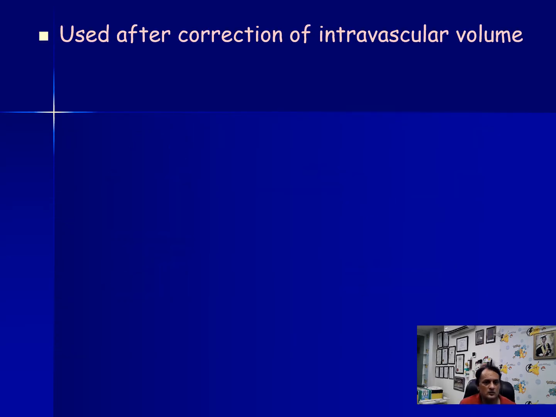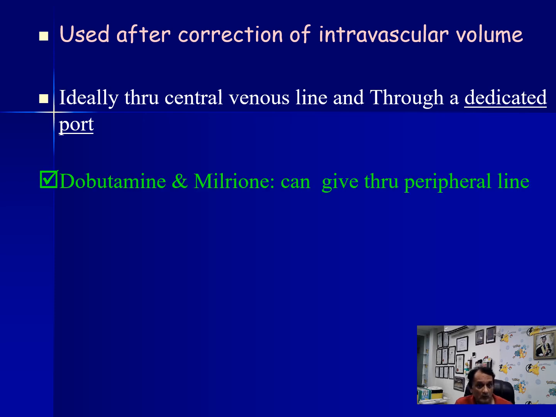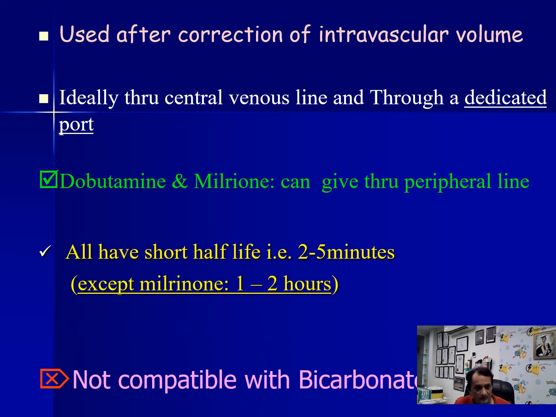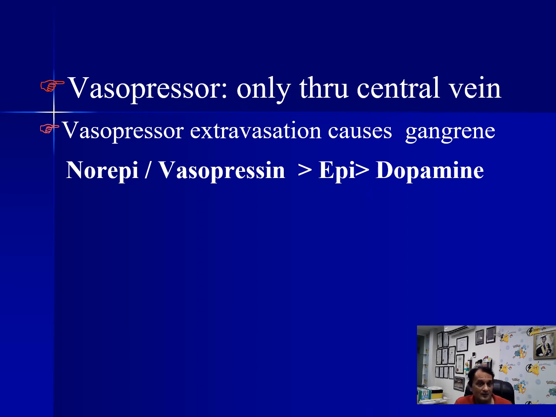So important points: use after correction of intravascular volume. If you are using inotropes, ideally give them through a central line and through a dedicated port. Milrinone can be given through a peripheral line, but remember milrinone has a long half life. The rest of the drugs have a short half life, like 2 to 5 minutes, and they are not compatible with bicarb. Vasopressors only through a central line. Vasopressor extravasation can cause gangrene, and norepinephrine and vasopressin are the strongest vasopressors.